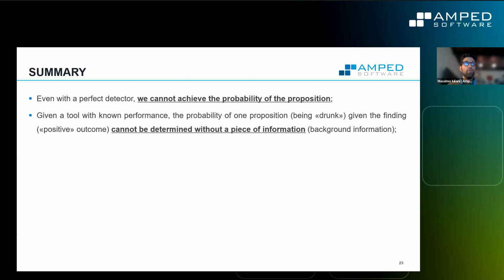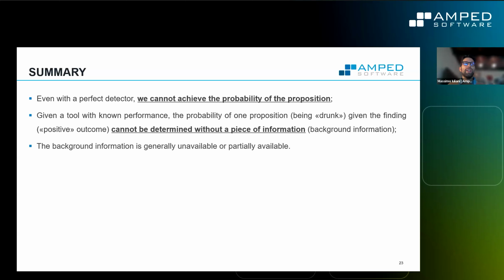And even the probability of one proposition, given the finding, that is, the probability that this image is a deepfake, given the output of this tool, cannot be determined if we don't have this background information. But in the breath analyzer, background information was something very simple, a number. While in real cases, we can imagine how complex the background information is. So this background information is generally unavailable, or in some cases, it's partially available. And we'll see when it is partially available what we can do with that. But for now, please consider that it is unavailable.